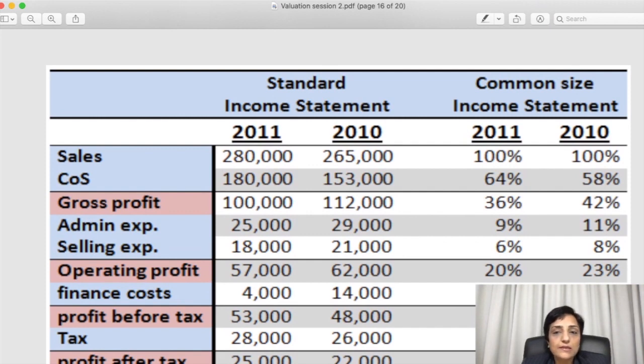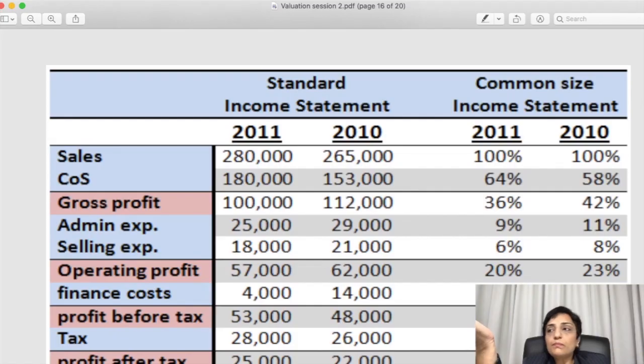So in this case, if 280,000 is the 100%, then 180,000 is 64% of 280,000. That gives us the cost of sales as 64% and the gross profit is 36% because 100 minus 64. Then the admin and the selling expenses are in a similar fashion. So how does this help? This helps us in understanding what's the percentage of admin expense to sales.